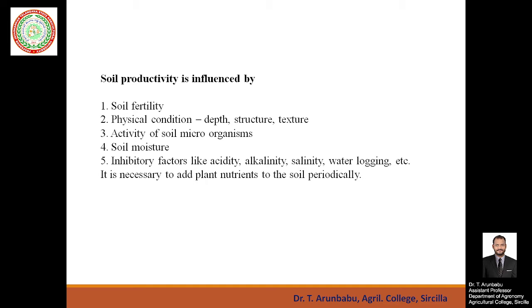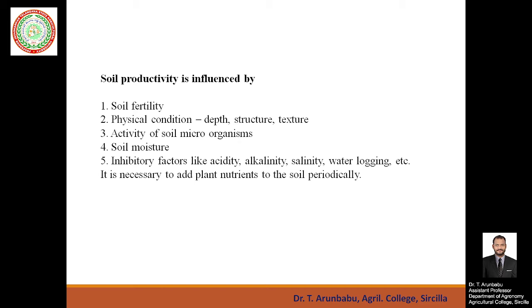And soil productivity can be maintained in various ways. First one is soil fertility. This soil fertility can be maintained by application of organic manures or by following a few cultural practices like mixed cropping, and cereals followed by legumes or pulses. And then physical conditions, that is the depth of the soil, soil structure and soil texture. So these all, soil depth and structure, can be changed.